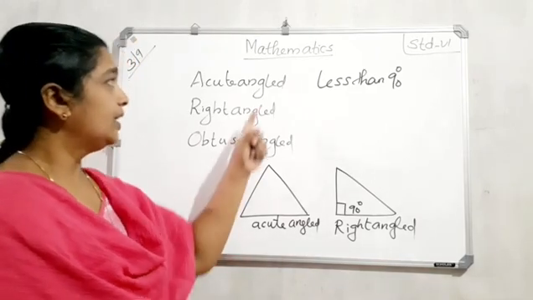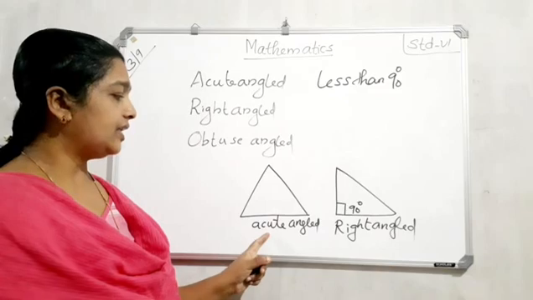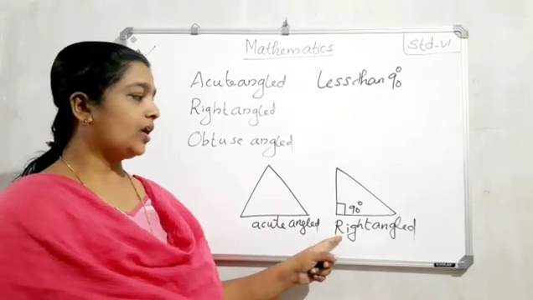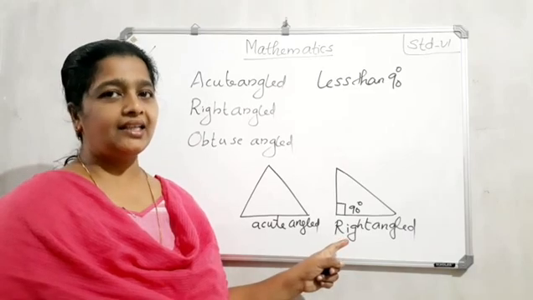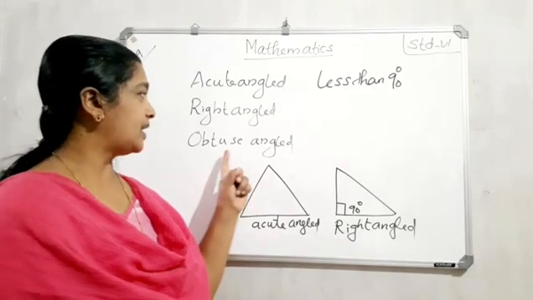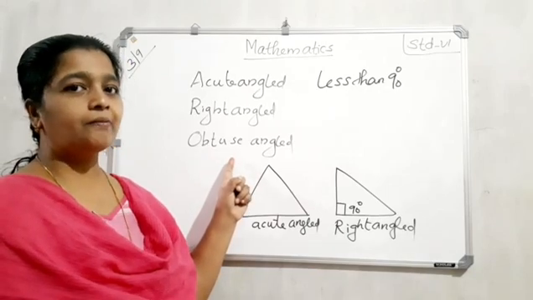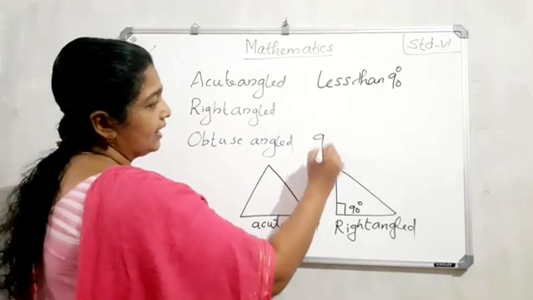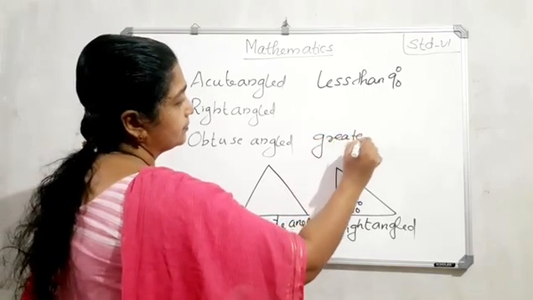So, first one, each angle is less than 90 degree, then that is known as an acute angled triangle. Second one, any one angle is a right angle, that is 90 degree, that is known as a right angled triangle. And next one, what is an obtuse angled triangle? Yes, that is when any one angle is greater than 90 degree.